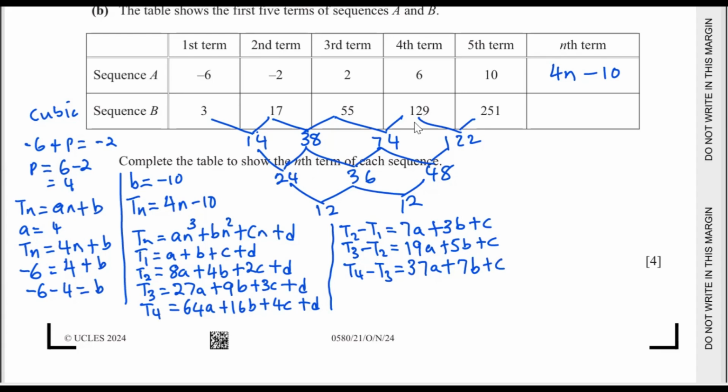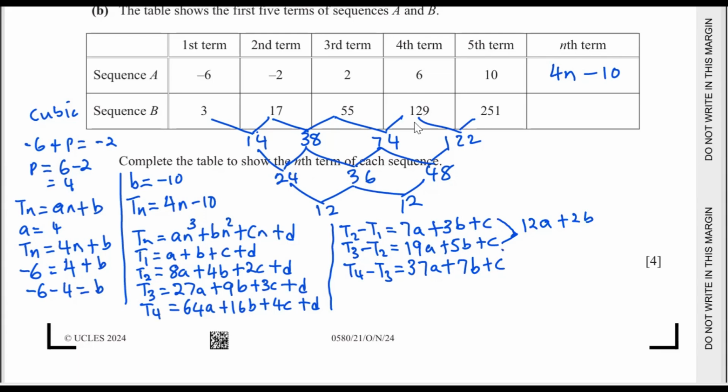Now, let's also look at this again. If we find the difference between these two here, we have 19 minus 7. That gives us 12a. 5 minus 3, we have 2b. C minus c, we go.